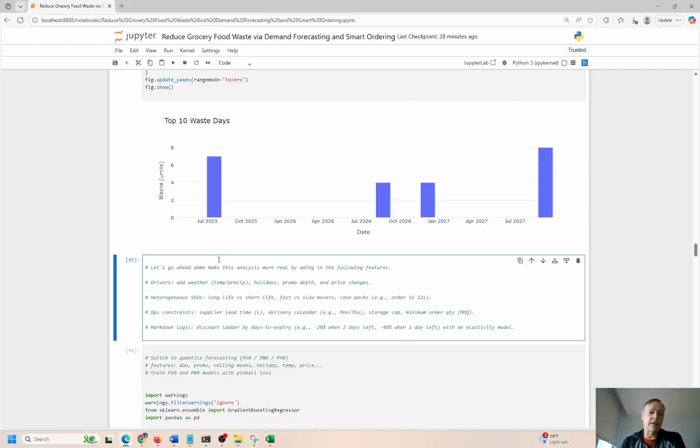So let's go ahead and dive a little bit deeper and add in a couple more features. I want to look at some drivers here that control the sale of items in our grocery store. So it could be weather, temperature, precipitation, holidays could be a driver, promotion depth, price changes, heterogeneous SKUs, long life versus short life.